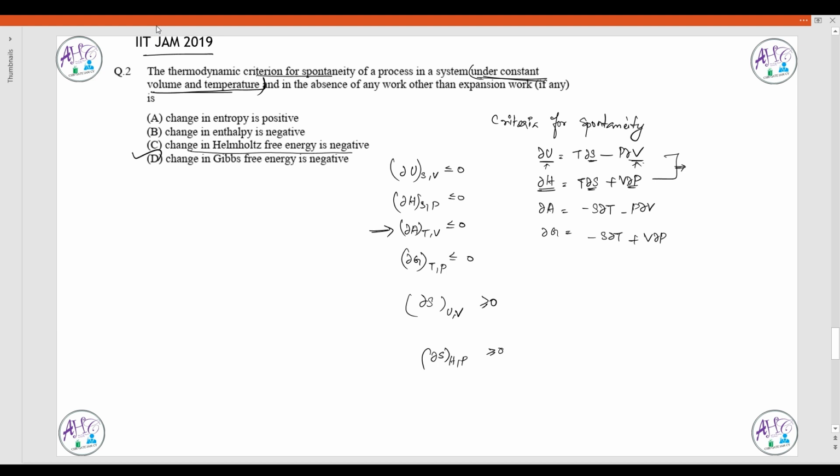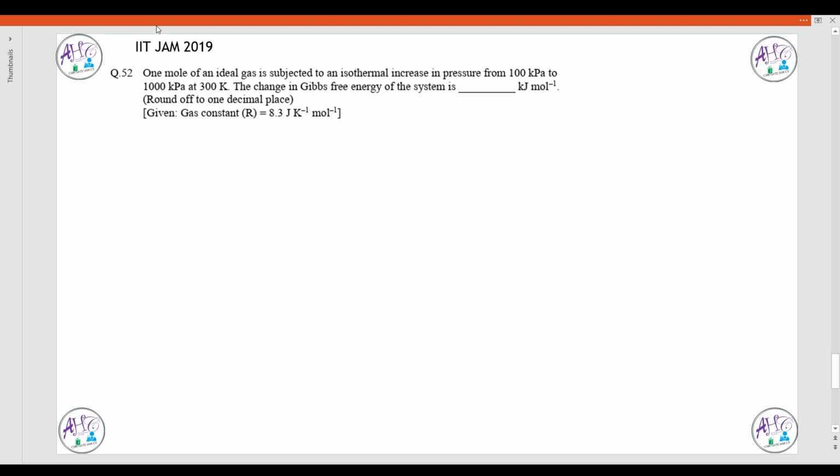Okay, next question. This is again from IIT JAM 2019. Here they have asked: 1 mole of ideal gas is subjected to an isothermal increase in pressure from 100 kilopascal to 1000 kilopascal at 300 Kelvin. They have asked for the change in Gibbs free energy. So literally they have told you to find the del G.